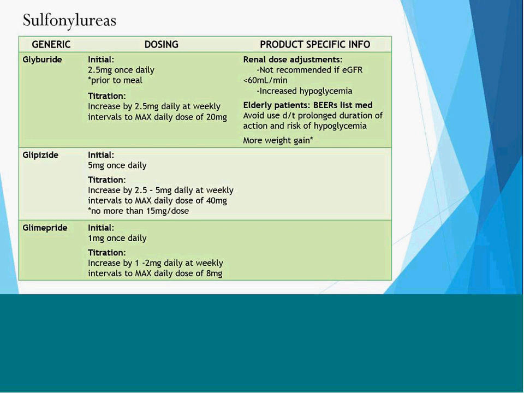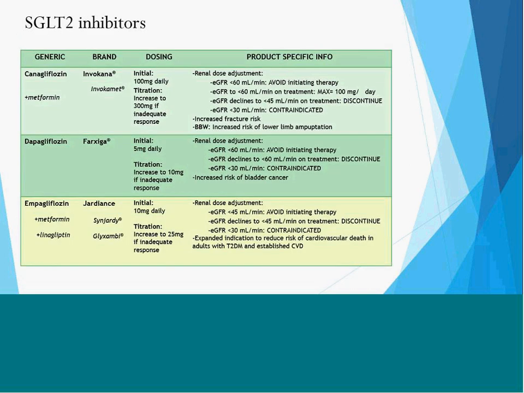Once our patients are 65 years of age or older, they are on the Beers list because they're excreted renally. Glyburide has active metabolites, so it can really cause hypoglycemia in our elderly patients and put them at risk for falls. So that's something to think about.